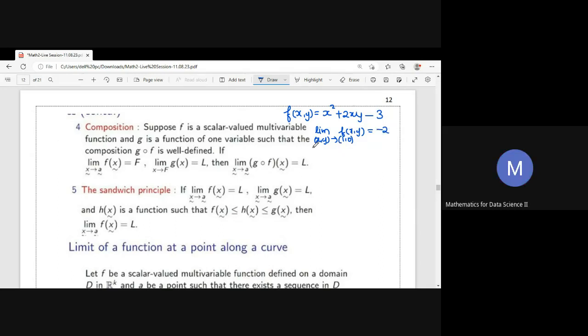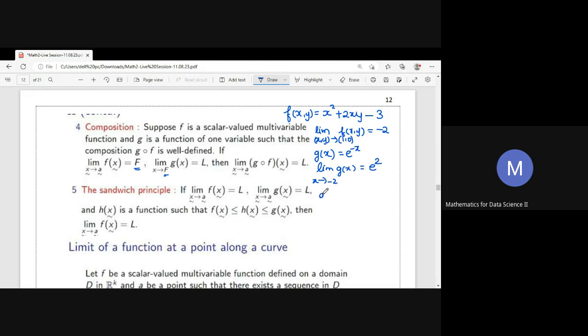Now let us say you have another function. So g is a one variable function. So let us say your g of x is equal to e power minus x. Now, you remember this f only is applied here. Limit x goes to minus 2 of g of x. What is the answer? E raised to 2, e squared.